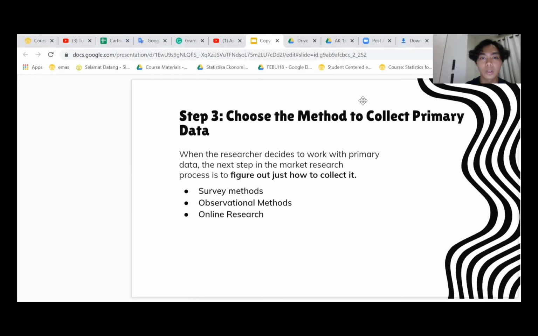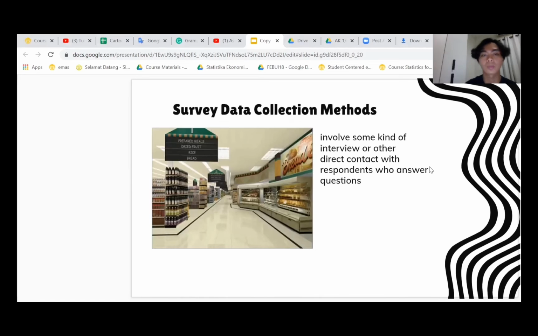And then we move on to this third step of the market research here, which is to choose the method to collect primary data. When the researcher decides to work with primary data, the next step in the market research process is to figure out just how to collect it. Well, there are a few methods, which are the survey method, observational methods, and online research.